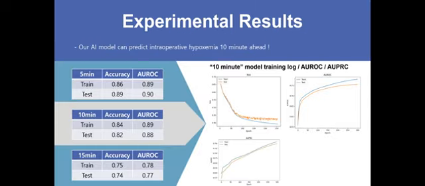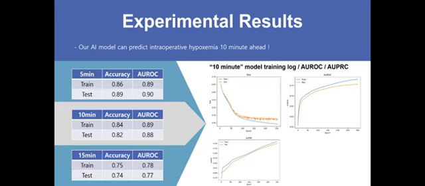The results are as follows. For hypoxemia occurring after 10 minutes, an accuracy of 0.82 and AUROC of 0.88 were achieved. Hypoxemia after 5 minutes scored 0.90, and after 15 minutes 0.77, so the 10-minute prediction is the best alternative with an AUROC of 0.76. Here is the prediction of hypoxemia after 10 minutes.